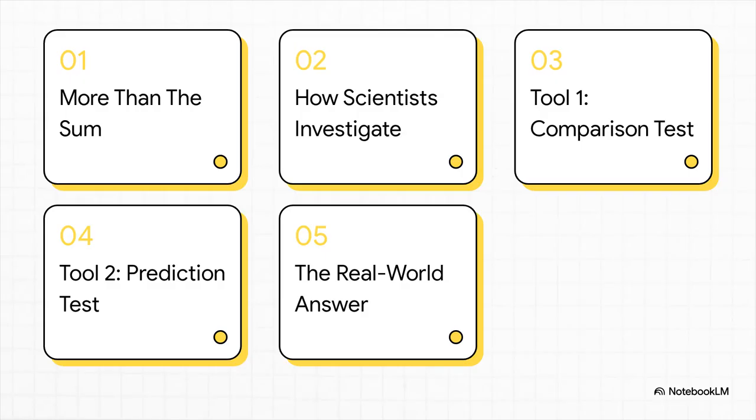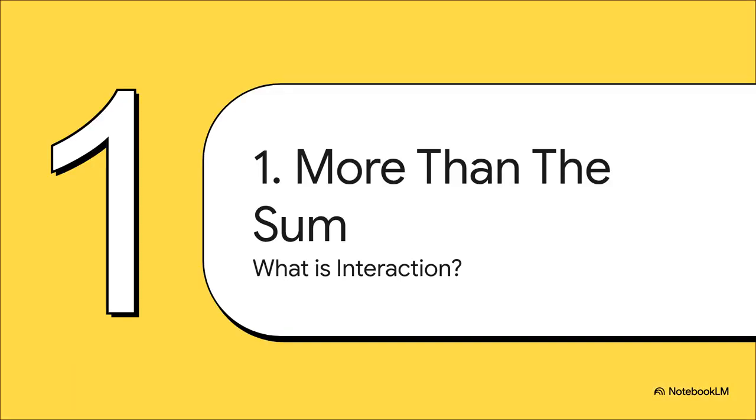So here's our game plan. First, we'll define what we even mean when we say more than the sum. Then we'll check out the two main tools scientists use to hunt this down, the comparison test and the prediction test. And we'll wrap it all up with a really powerful, real-world example that shows you exactly how this works. Okay, let's jump right in.